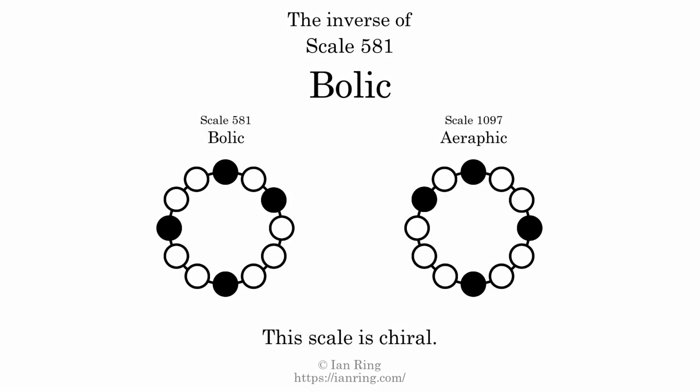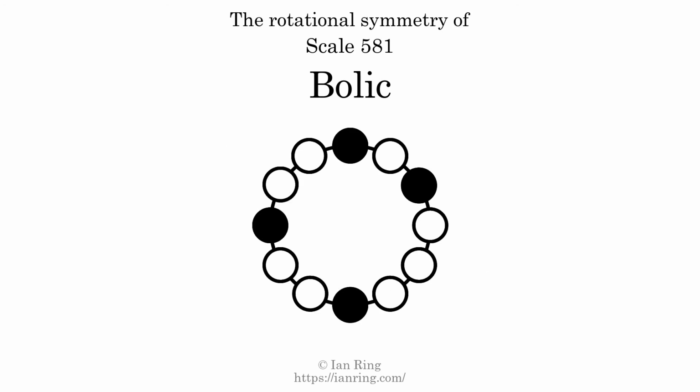The inverse of a scale is a mirror image. It is what you get when the sequence of intervals is reversed. The inverse of this scale is scale 1097, also known as erratic. This scale is chiral. It cannot transform into its inverse by rotational transformation. This scale has no rotational symmetry.